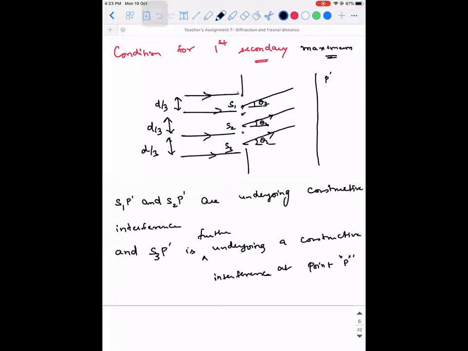So what I'm trying to say is S1P and S2P are traveling in such a way that they fall on the screen and form what kind of a spot? The rays from S1 and S2 are falling on the screen at P dash. By undergoing constructive interference, what is going to happen? You will find a bright spot. And the third ray is actually going and falling on the screen at P dash to add some more light to it. My question is, is this possible?